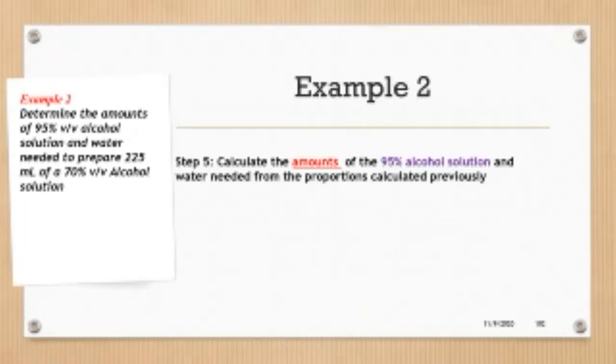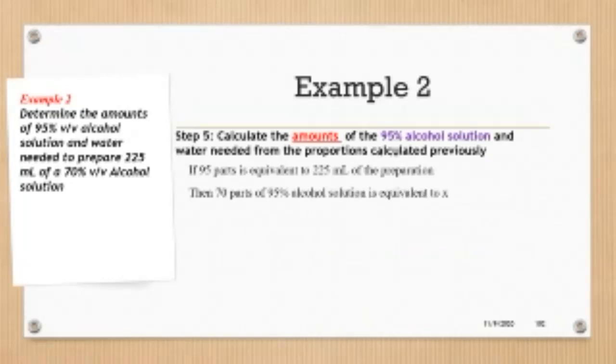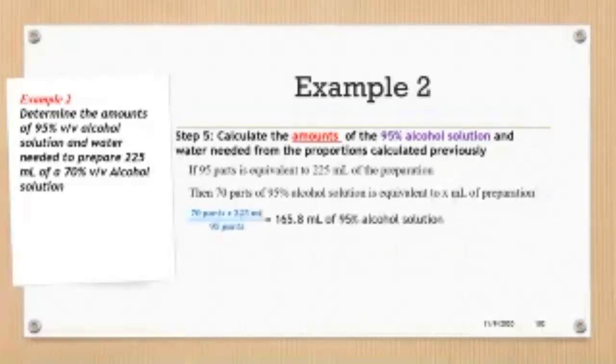You could go straight to saying, okay, what is the total amount of 95% alcohol? So if 95 parts is equivalent to 225 mils, then 70 parts would represent X mils, and that would have been 165.8 mils. And we know 70 parts is relating to the 95% alcohol, so we know that we are going to be measuring 165.8 mils of 95% alcohol solution.